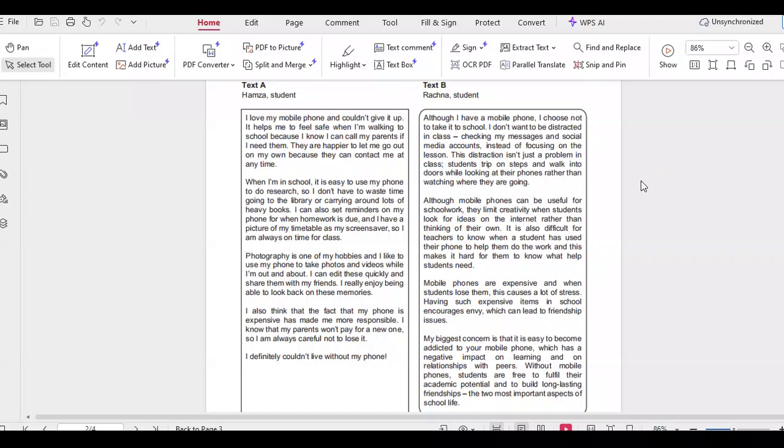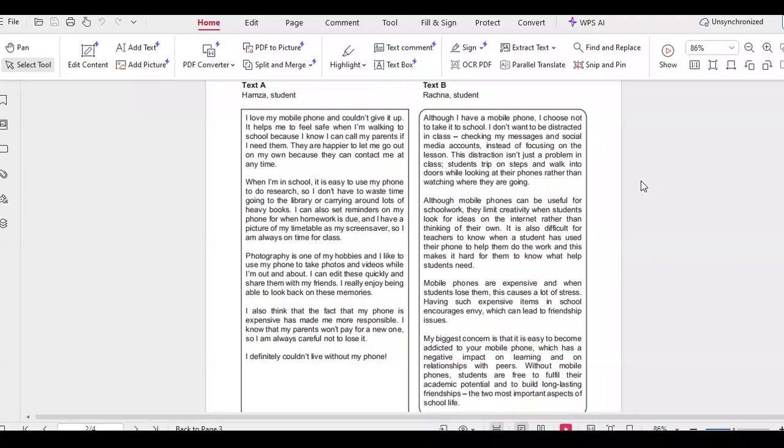Okay, in the second paragraph, Hamza is saying that when I am in school, it is easy to use my phone. I do research, so I don't have to waste time going to the library or carrying around lots of heavy books. I can also set reminders on my phone for when the homework is due, and I have a picture of my timetables as my screensavers. So I am always on time for the class.